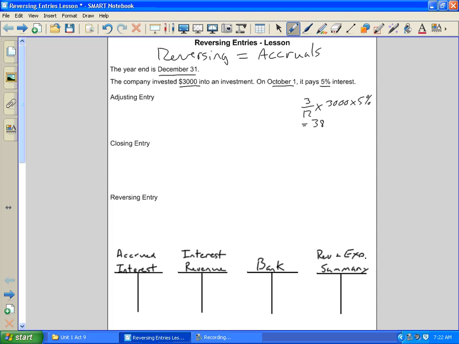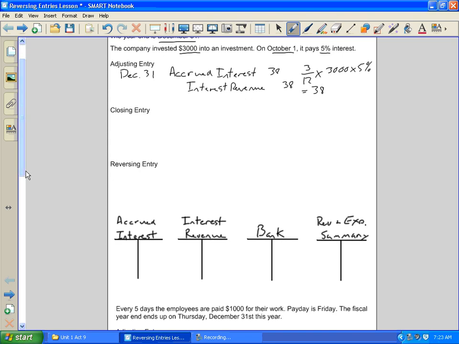Okay, so our adjusting entry on December 31st will be a debit to accrued interest and a credit to interest revenue. Okay, $38, $38. Now down below here, you can see that I've got some T accounts set up for you. I'm just going to reproduce that entry here. So accrued interest is going to be our debit for 38 bucks. I'm going to make this number 1 just so we can keep things straight. And interest revenue is $38. Okay, that's pretty straightforward. We should all be pretty strong at that one.